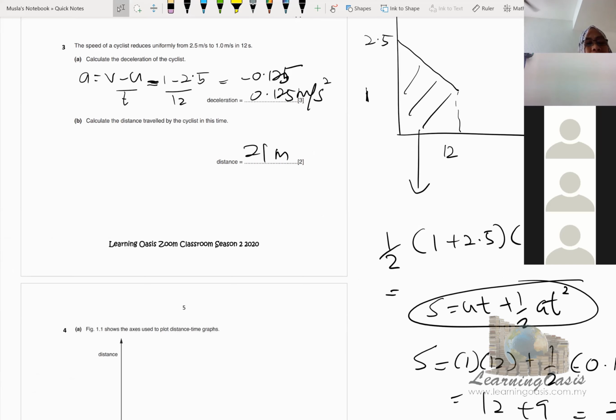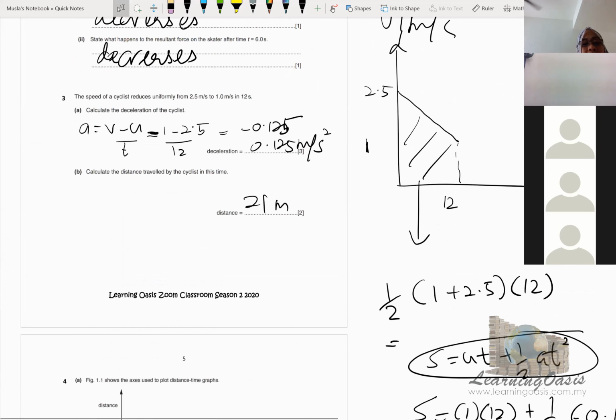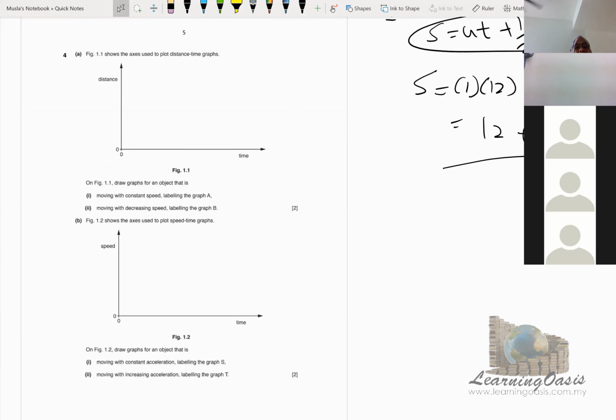Now, it shows the axis used to plot a distance time graph. On figure 1.1, draw a graph for an object that is moving with constant speed, label the graph A, and moving with decreasing speed, labeling the graph B. So this is a distance time graph. How does moving with constant speed look like?